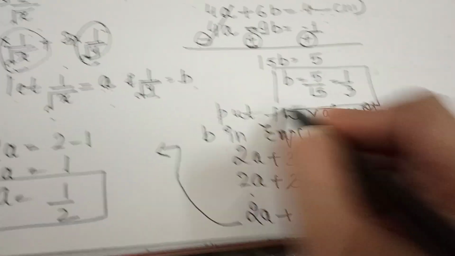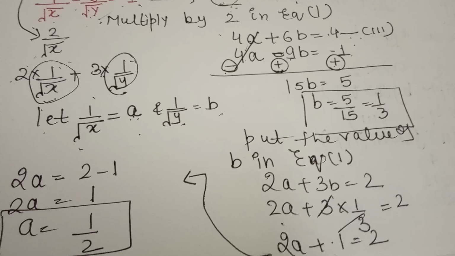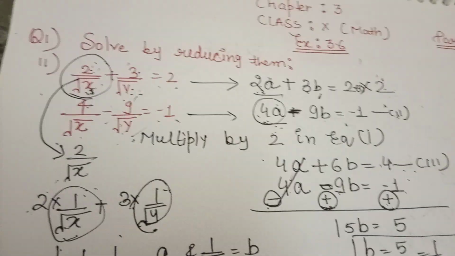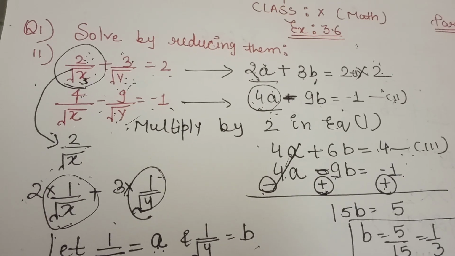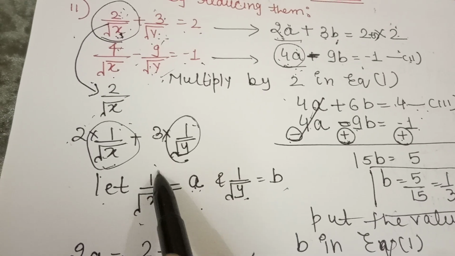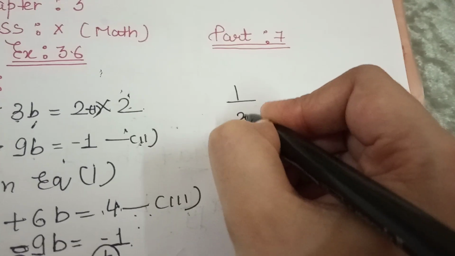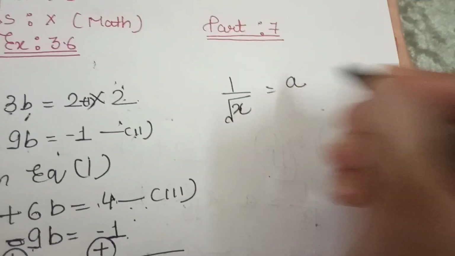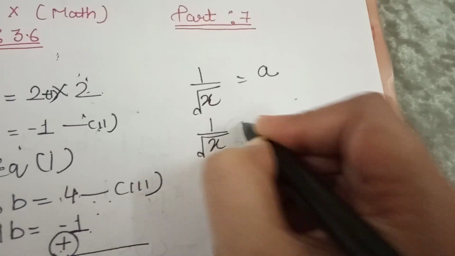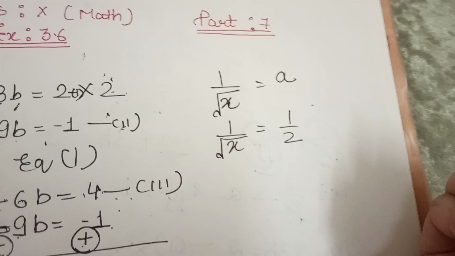But these are not the answers. Why? Because the actual equation was in the form of x and y. The variables were x and y. So they are asking the values of x and y, not a and b. So let's go there. We let that 1 upon root x is equal to a. Yes. So we know the a value. What is the value of a? 1 upon 2. We have taken it out.